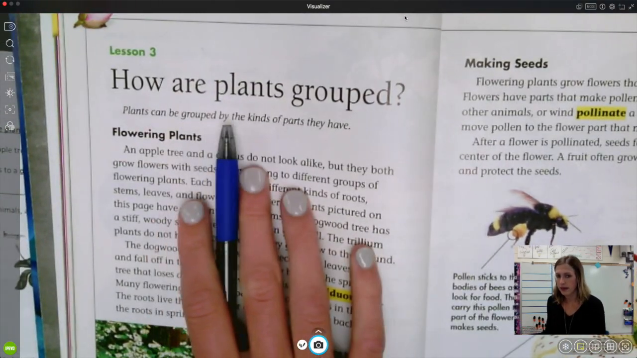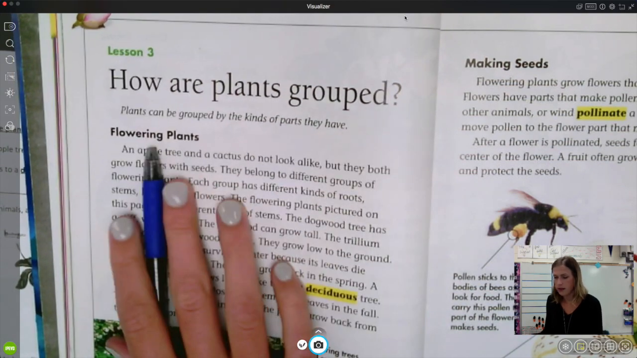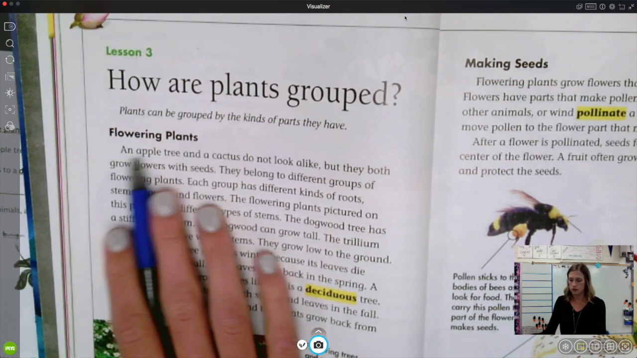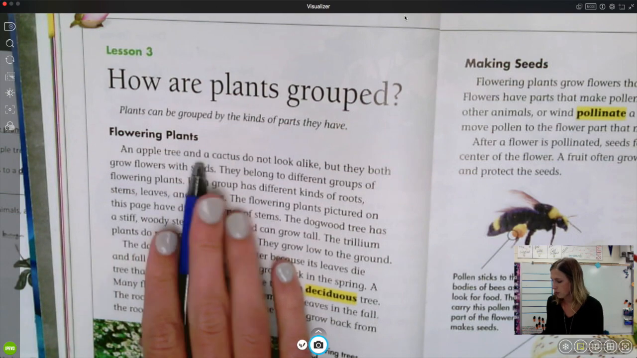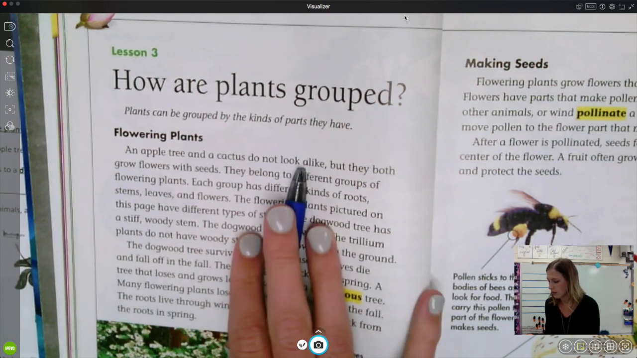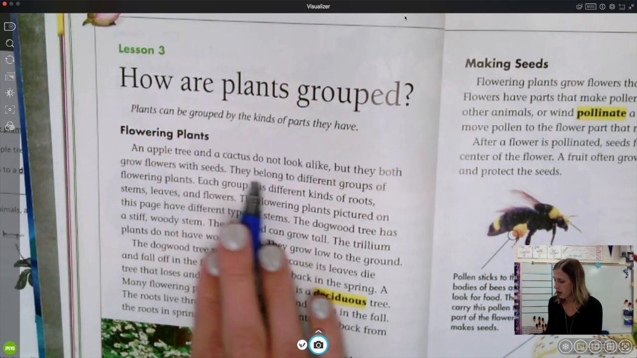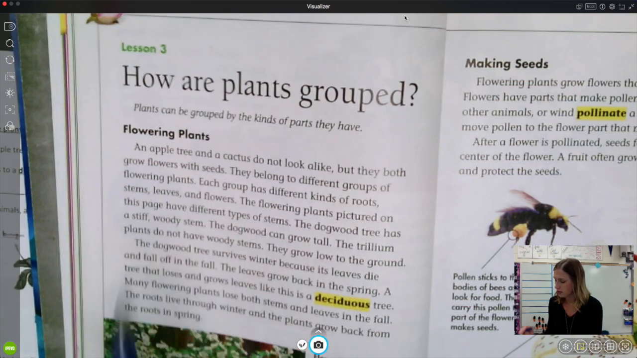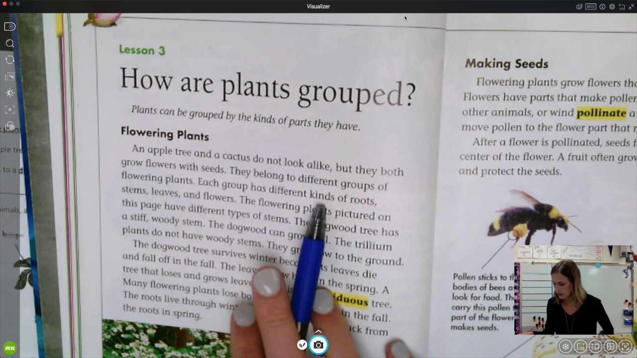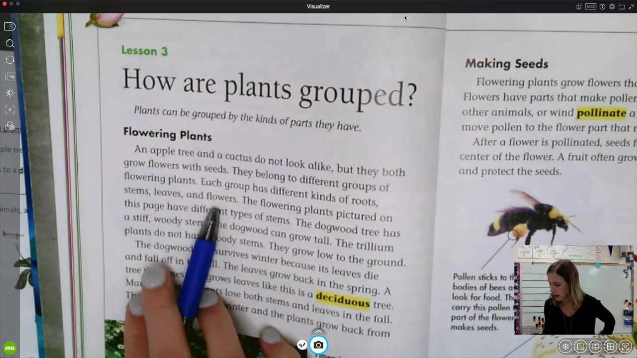Plants can be grouped by the kinds of parts they have. Flowering plants, all right, so plants that have flowers. An apple tree and a cactus do not look alike, but both grow flowers with seeds. They belong to different groups of flowering plants. Each group has different kinds of roots, stems, leaves, and flowers.